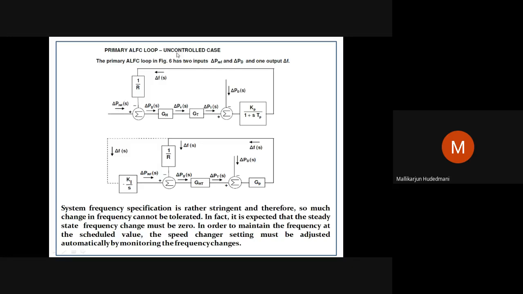Only the primary loop was uncontrolled case. You cannot control it because the governor stalled at a certain limit only. Then how to reduce the error to 0? Then the necessity of revision of the reference point was initiated. That's what the dotted line shows.